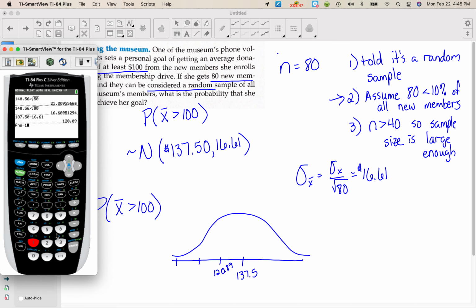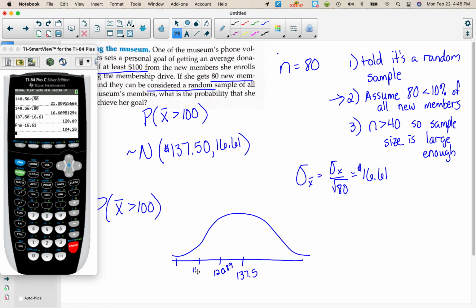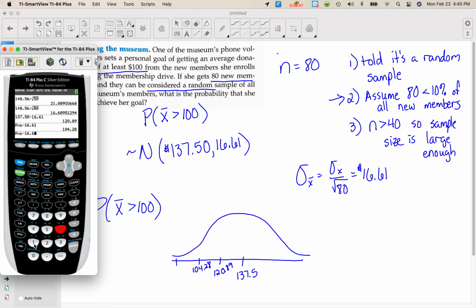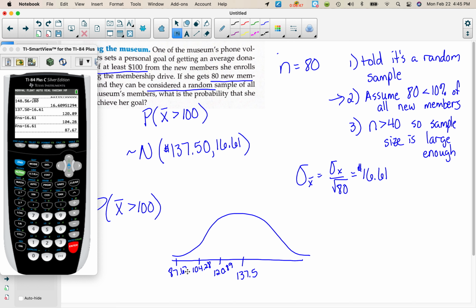Do that again, and I get 104.28. One more time, and we have 87.67. So my 100 is somewhere in here. So meeting her goal looks like this.